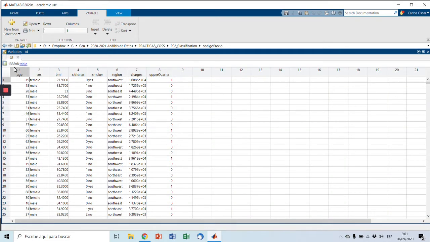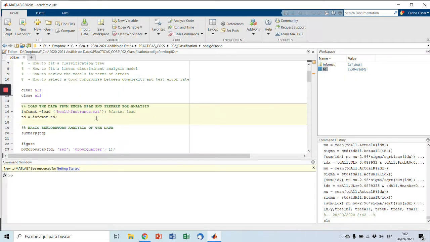So we have 1300 rows. These are individuals, and for each individual we annotate what is his or her age, sex, body mass index, and the number of children they have, whether they smoke or not, the region where they are based, and then the charges in dollars that they pay per year. And finally, this is the variable that we want to predict: whether these charges are in the upper quarter of the distribution of charges.